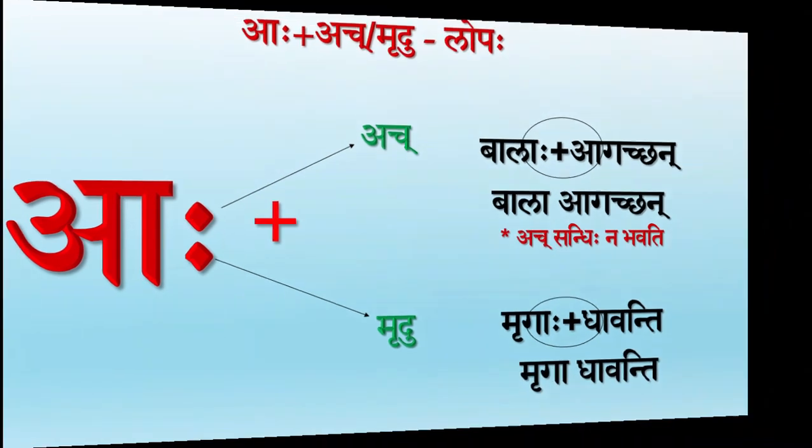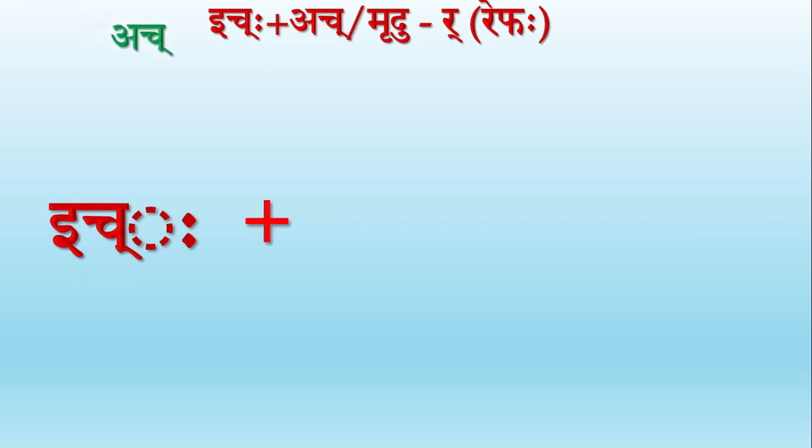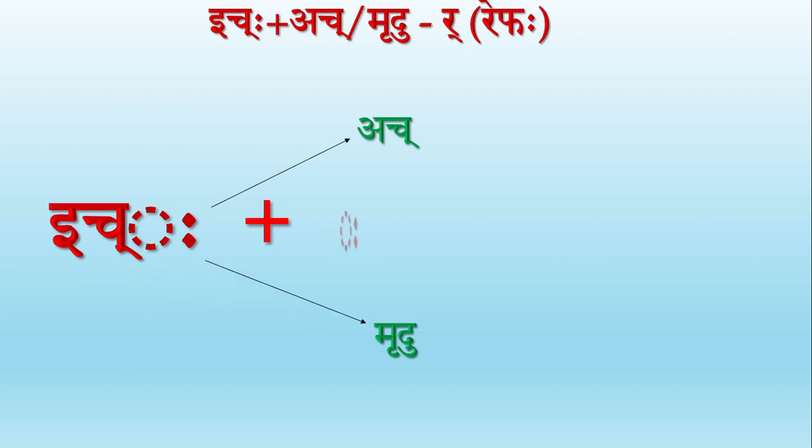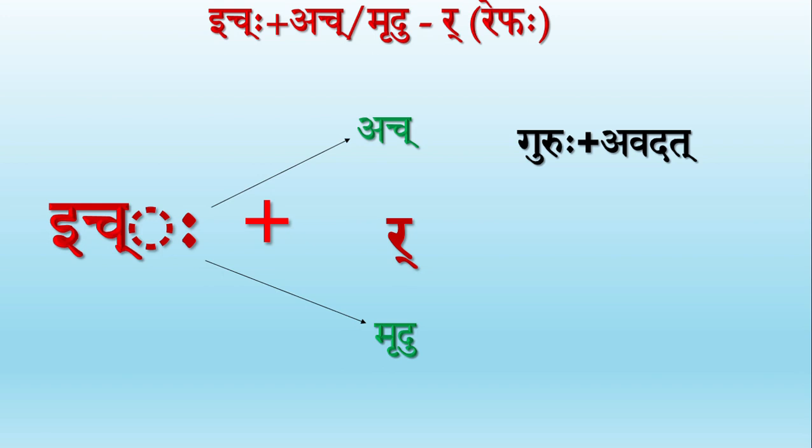In our next rule, any of the ich letters followed by a visarga, when they come close to an ach or a mrudu aksharam, then rephadeshaha is seen. Remember this. Now let's have a look at the examples that we've got. After an ich aksharam, first, what is an ich aksharam? Ich aksharam can be any of the swaraksharani other than a or aa. So when an ich aksharam is followed by a visarga as our purvavarnaha and our paravarnaha may be an ach or a mrudu vyanjanaksharam, then in the place of visarga, the letter ra enters.